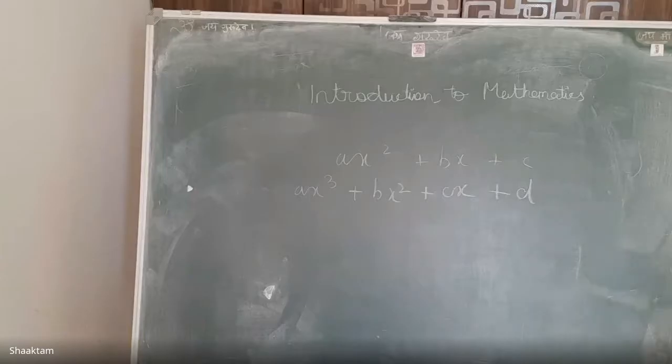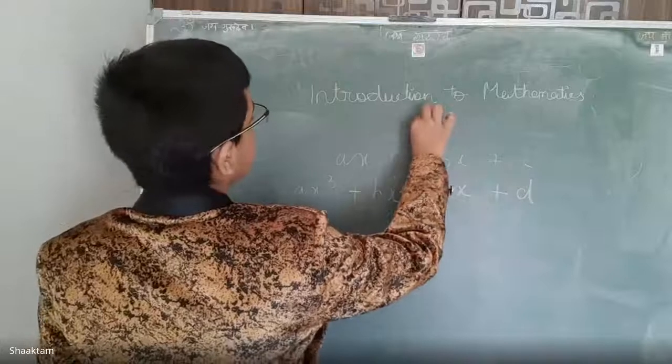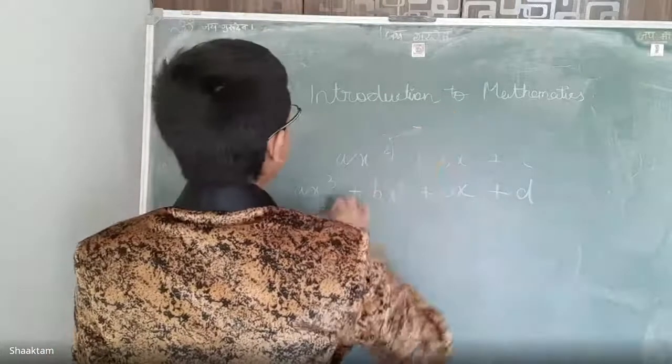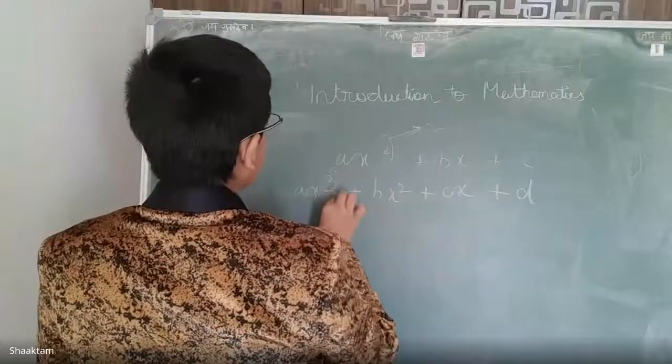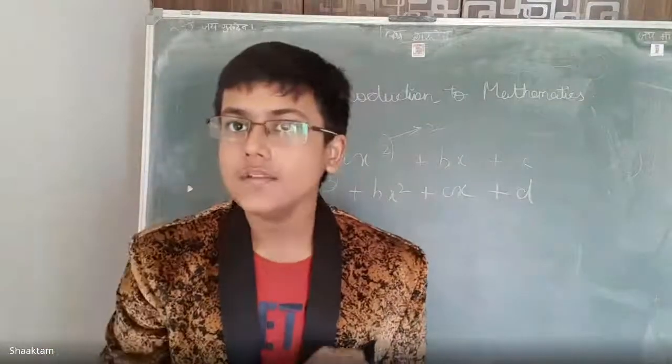It will be 3. So you can remember by this: if 2 is the largest exponent, there will be 2 roots. And if 3 is the largest exponent, there will be 3 roots. If n is the largest exponent, there will be n roots. Fine?